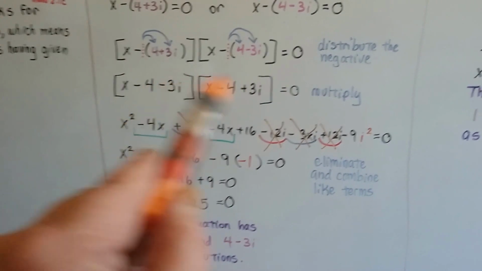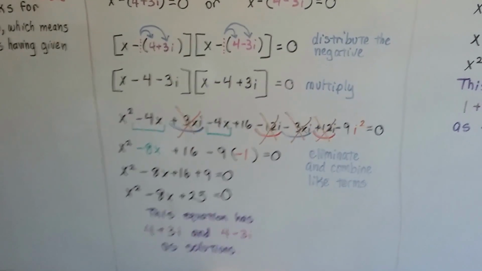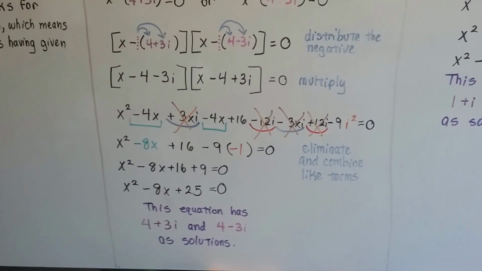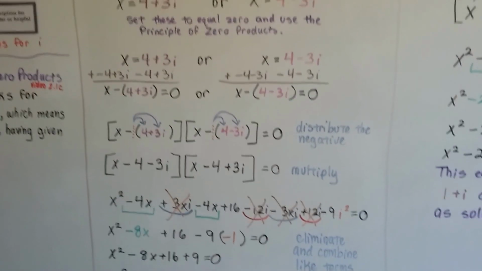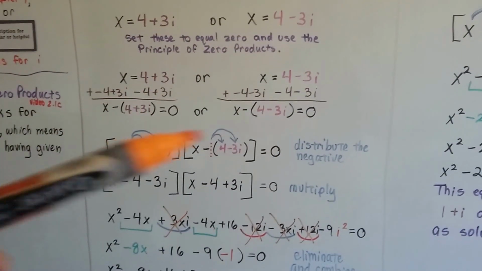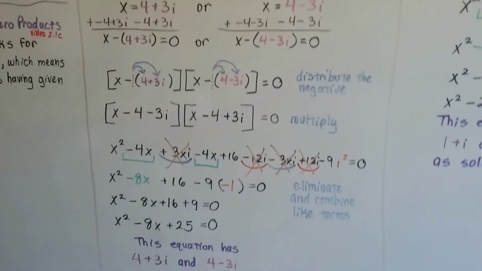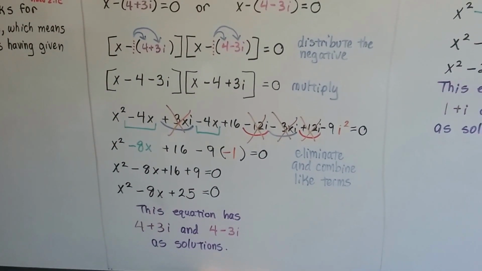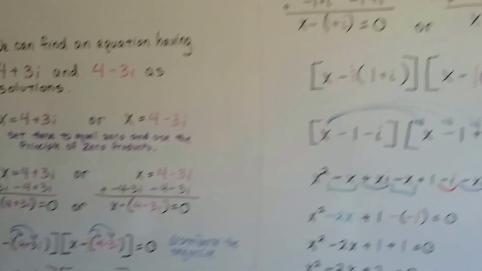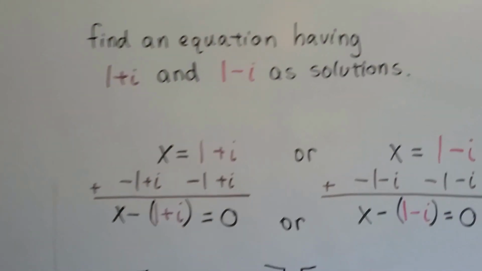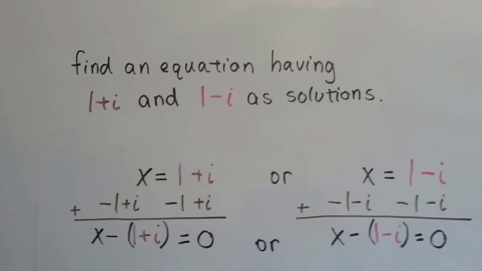It's the multiplication that takes so long and then combining the like terms. But you should know how to do that by now, right? So we just use the principle of zero products and we set it to equal 0. And then we multiply it, simplify it, and we're all set. Okay, let's try another one. Find an equation having 1 plus i and 1 minus i as solutions.